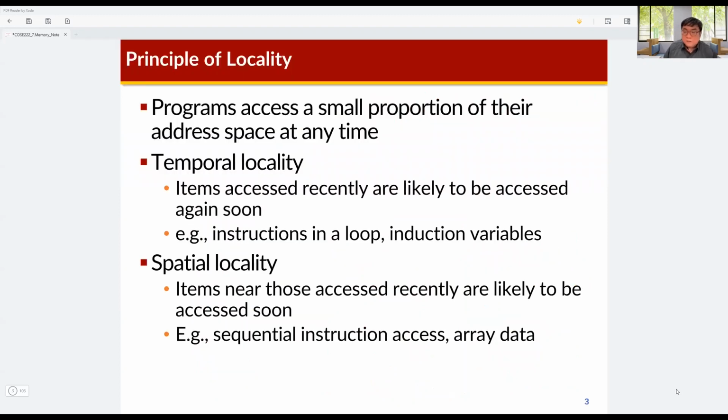Moving on from the memory systems, I will explain about the locality. Actually, this locality is a very critical characteristic of our data used by normal applications.